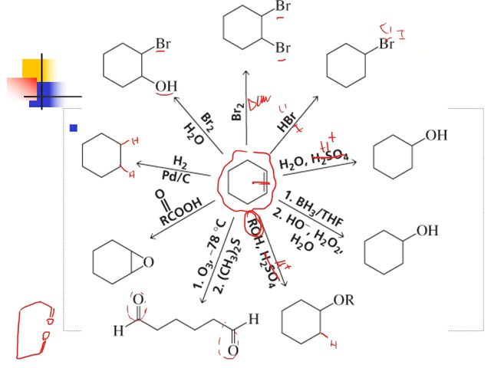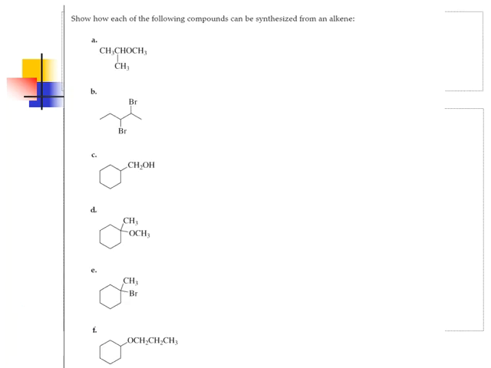So, we need to use this information, and we need to put it all together into an example. And here's an example. Show how each of the following can be synthesized from an alkene.